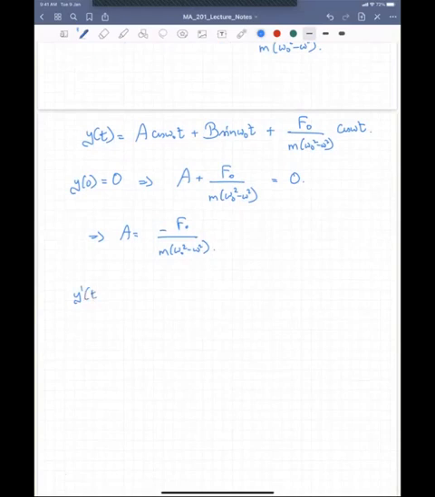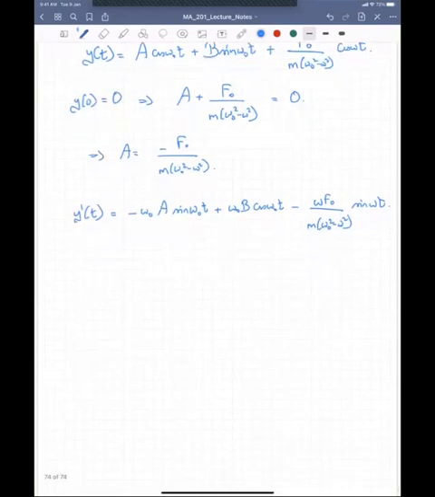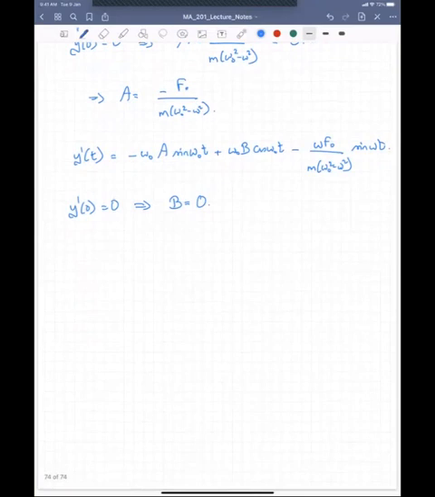So y prime of t would be equal to minus omega 0 a sine plus omega 0 b cosine minus omega sine omega. Okay. So obviously, y prime at 0 equal to 0 simply tells you that the coefficient b has to be 0. Because the sine obviously vanishes already. So this tells you that omega 0 b is 0. Omega 0 is obviously non-zero. I know that the oscillator is oscillating. So which means that my coefficient b has to be equal to 0.